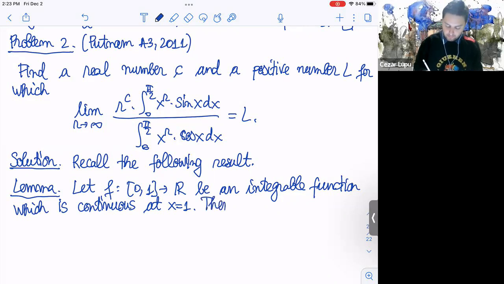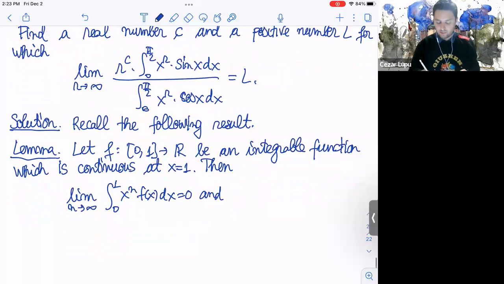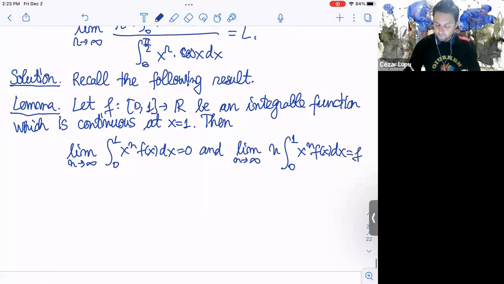Then we have the following. The limit as n approaches infinity of the integral from 0 to 1 of x^n times f of x dx is, obviously, 0. But we also have something a little bit more interesting, which we proved: the limit as n approaches infinity of n times this integral is f of 1. It was proved in one of the lectures.